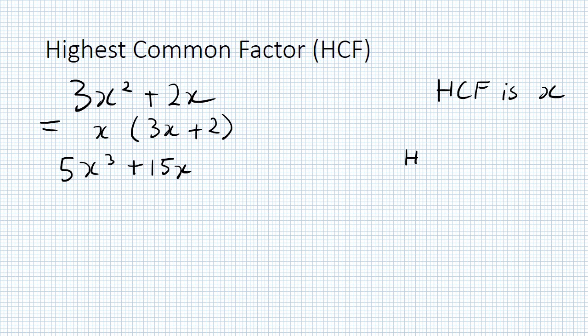This time the highest common factor is 5 as a number, and the term here that's common is x. So it's going to be 5x as a common factor. So again, if we take 5x out as a common factor, dividing this term through by 5x, we're left with x squared. Dividing this term by 5x, we're left with 3. And again, at this stage, that's as far as we go.